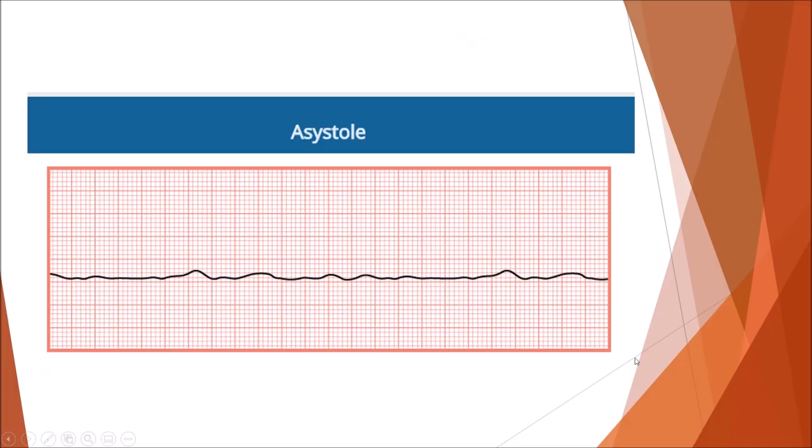Another very common rhythm you're going to see is asystole. Let's break that one down. A in medical terminology means without. Systole means contraction. So asystole means without contraction, which is what you see here. You just see an isoelectric line that is almost completely parallel to the bottom of the paper, and that is because there's no electrical activity.